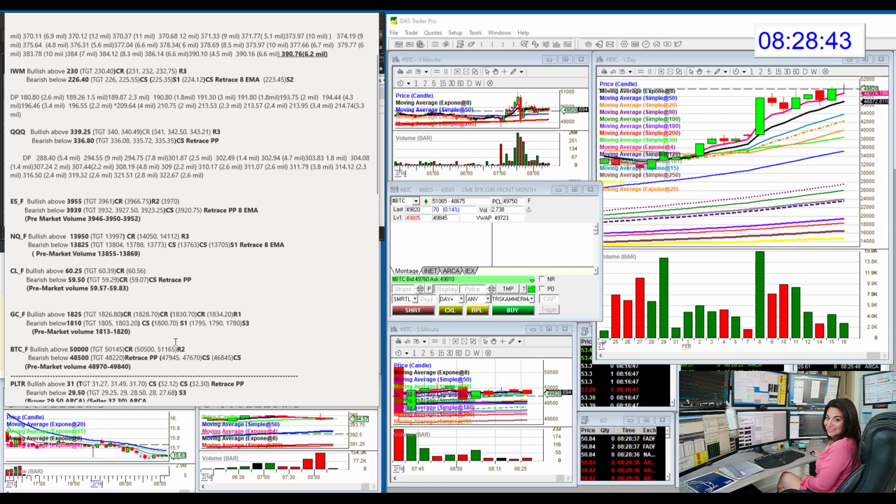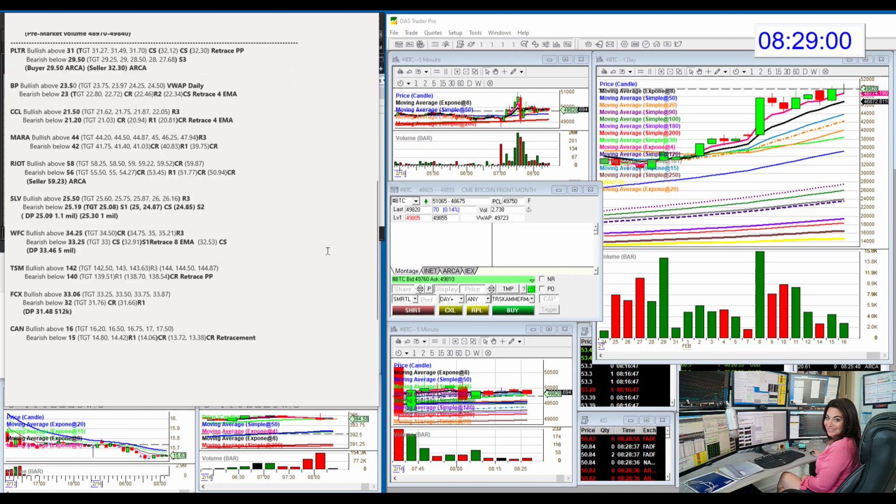This morning I was bullish above 50,000 and it looks like we hit quite a few targets on that. I would watch it again though. Yep, watch it again. We kind of upthrusted on that 51,000 level. Bear below 48,500 for Bitcoin.